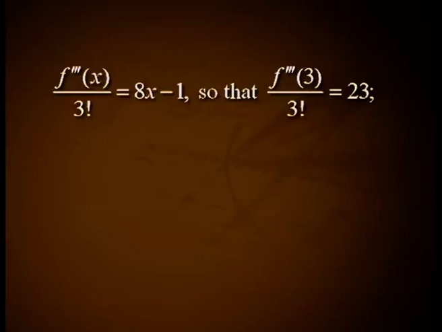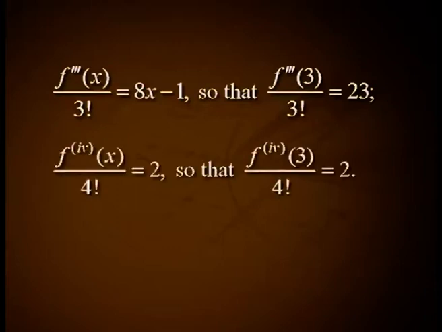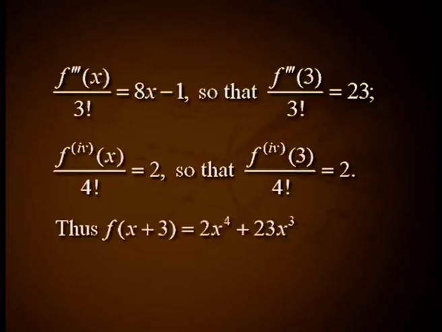f'''(x)/3! = 8x - 1. So that f'''(3)/3! = 23. f''''(x)/4! = 2. So that f''''(3)/4! = 2. Thus f(x + 3) = 2x^4 + 23x^3 + 97x^2 + 182x + 131.